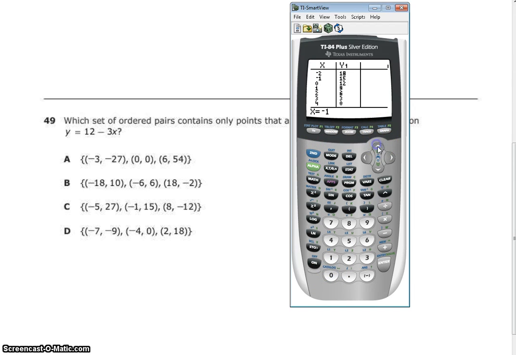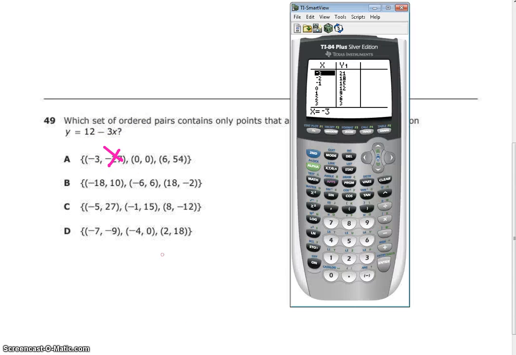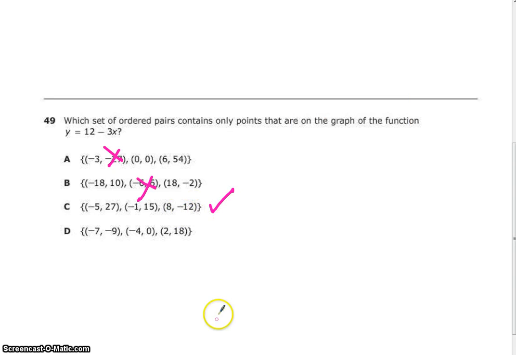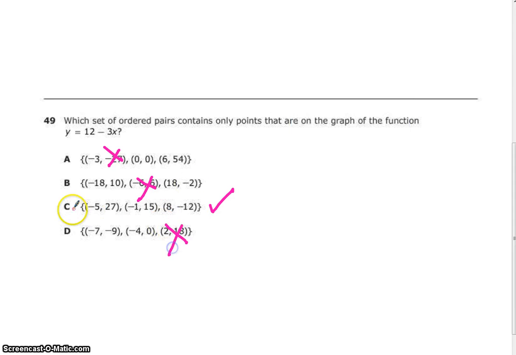-3 is -27... -3 is 21, so that one's out. I would go with -6 just because it's closer to where we are. -6 is 30. That's out. -5 is 27. -5 is 27 is good. -1 is 15. That's good. And 8 is 12. So let's go down to 8. 8 is -12. Okay, so that one looks good. Check the last one just in case. 2 is 18... 2 is 6. So that one's out. So your answer is C.